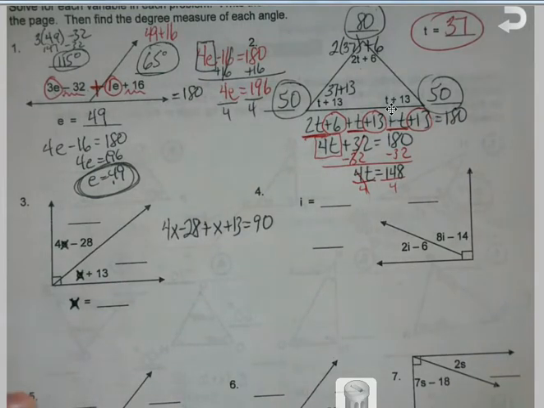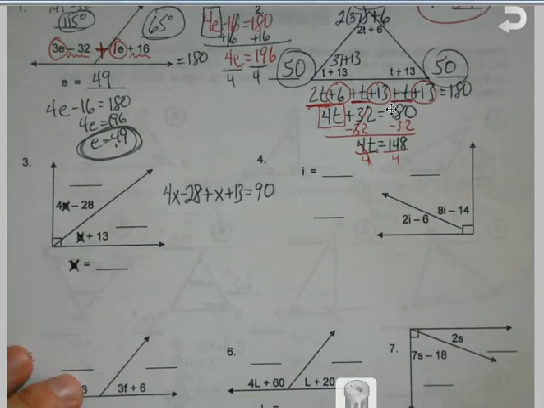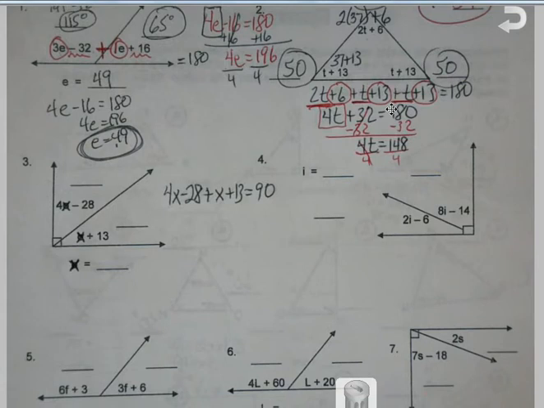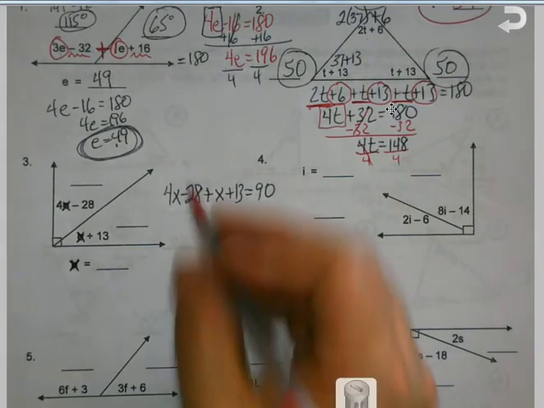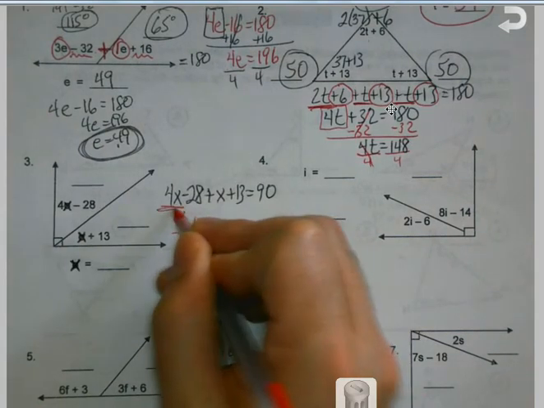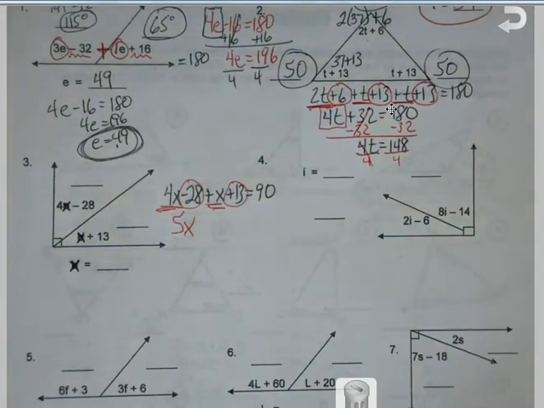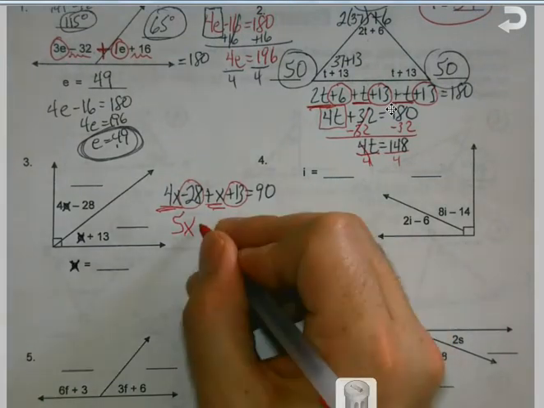All right. When I combine like terms, how many x's am I going to have? I am going to have 5 x's. 4, 9, 13, yes. All right, so I got 5 x's. What's negative 28 plus 13 going to get me? Negative 15, thank you.